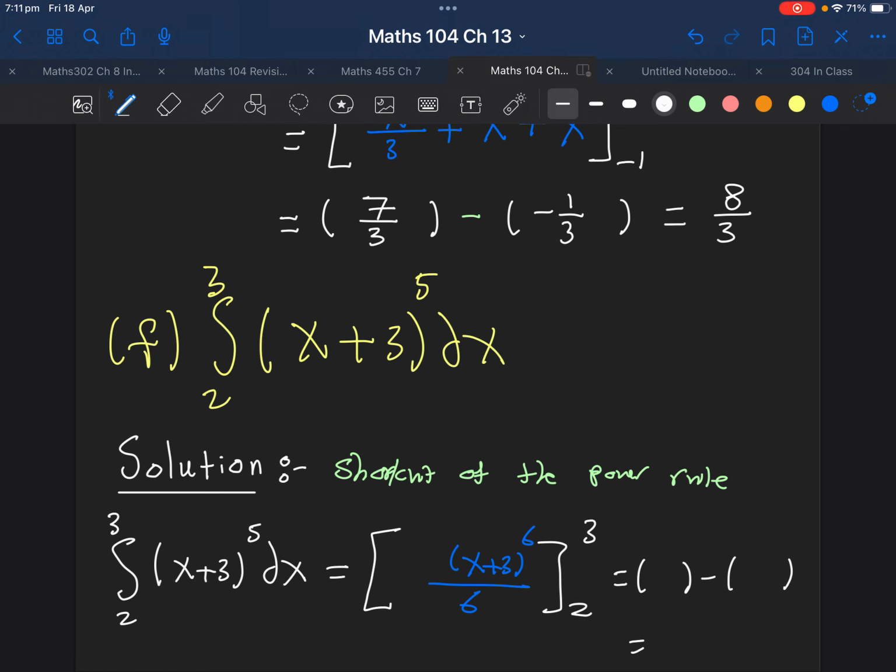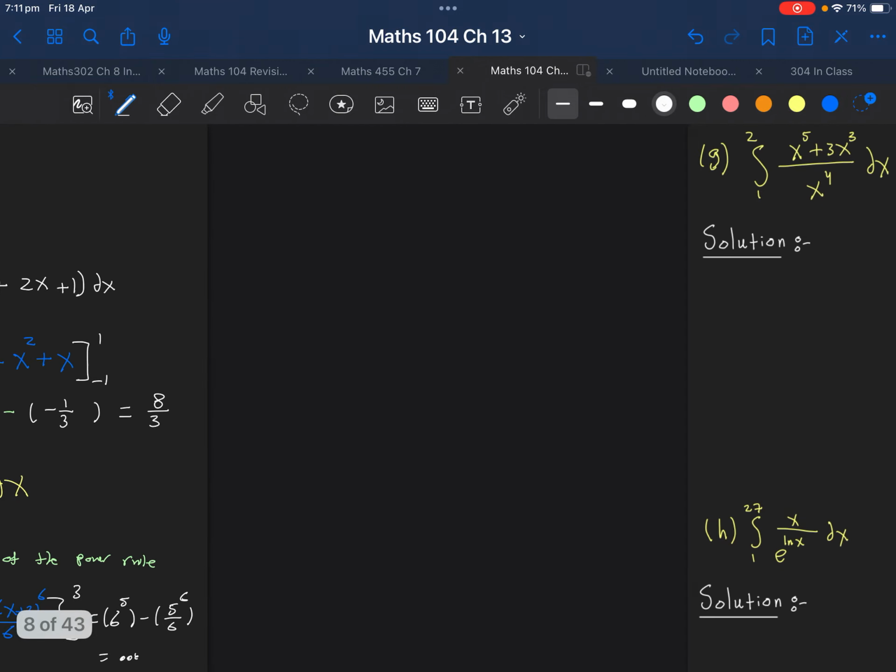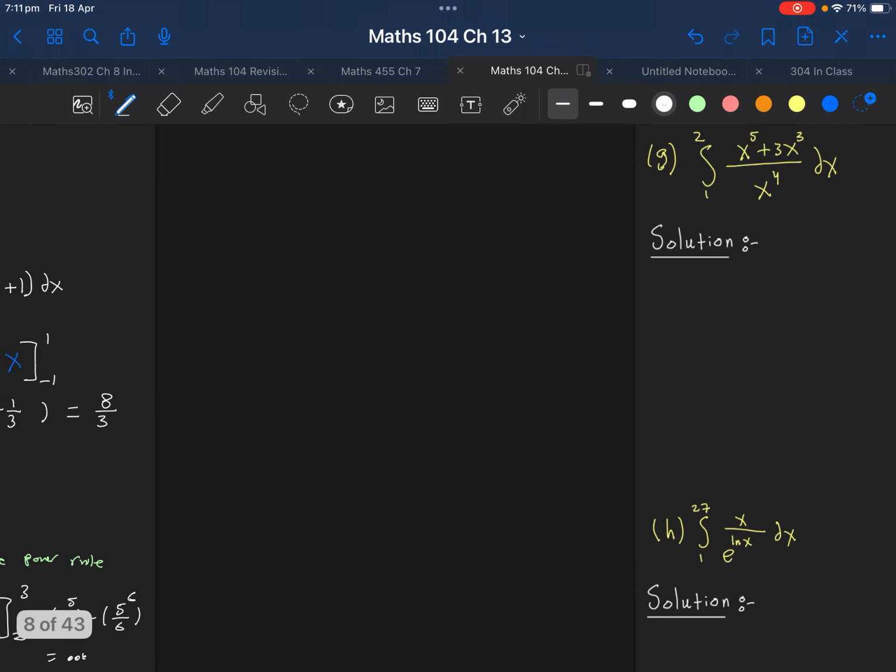Now if we plug in 3, it will be 6^6 over 6. I don't know 6^6 without the calculator, find it out. If you plug in 5, it will be 5^6 over 6, and then plug everything in the calculator. And that's part F up here.